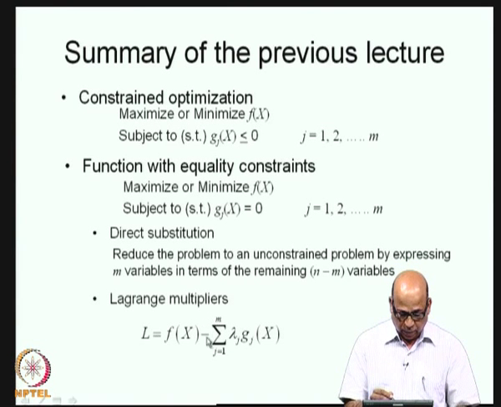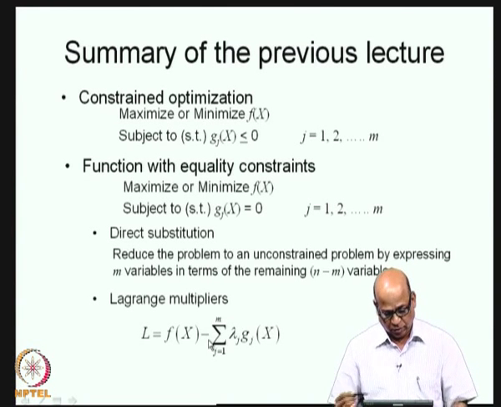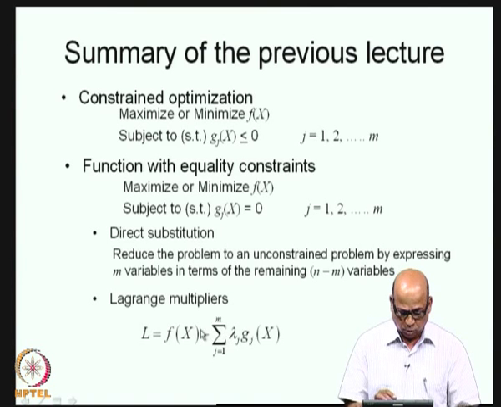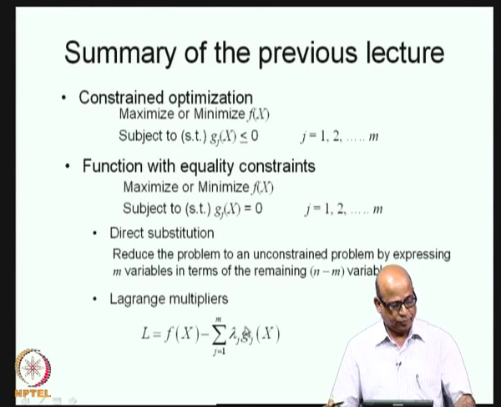Now, some places we use plus lambda j g j of x, it does not matter, because the sign of lambda j will be different in that case. So, the Lagrange function will be f of x plus summation j is equal to 1 to m lambda j g j of x in some textbooks. It does not matter whether you use minus or plus here.